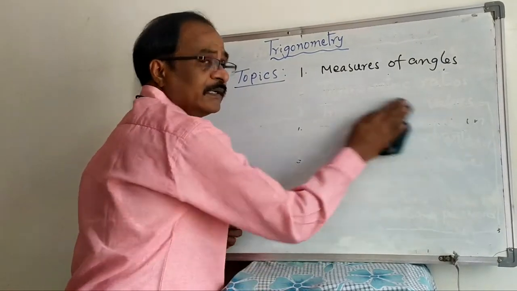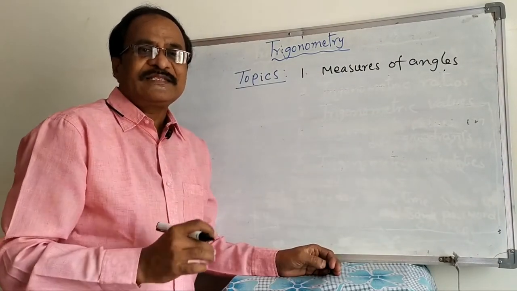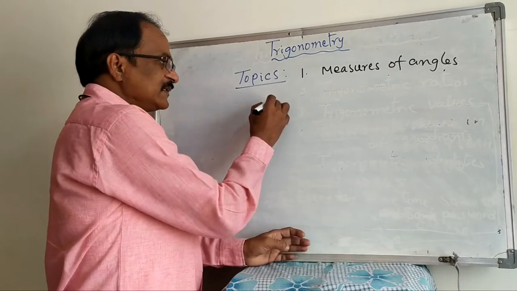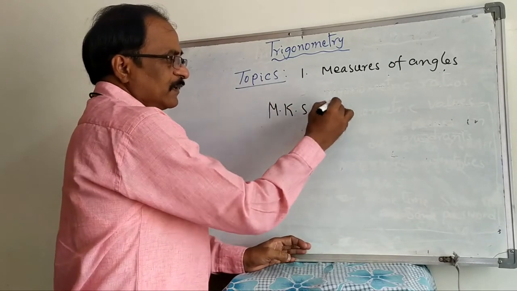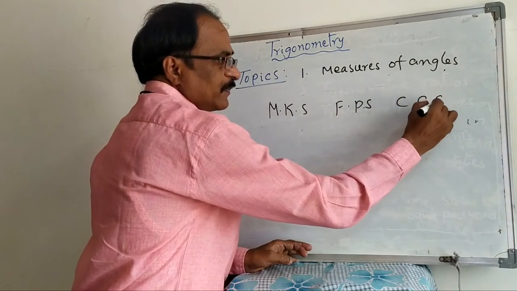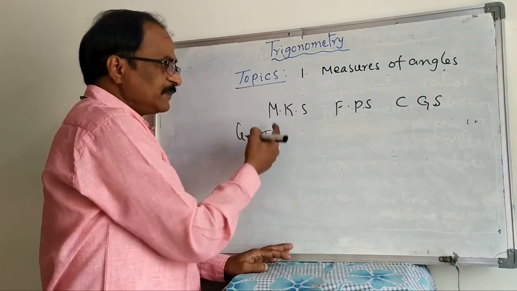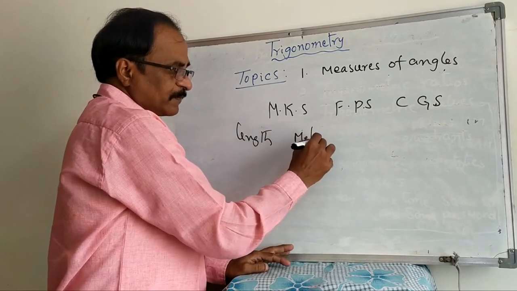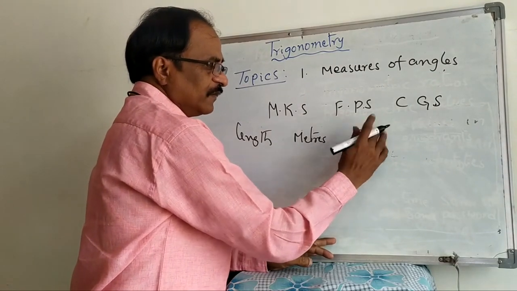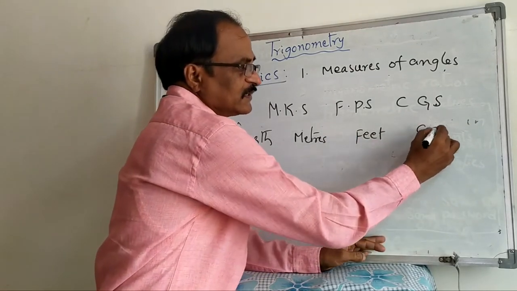The angle is measured in different ways. For example, length is measured in different systems: the MKS system, FPS system, and CGS system. In the MKS system, length is measured in meters. In the FPS system, length is measured in feet. And in the CGS system, length is measured in centimeters.